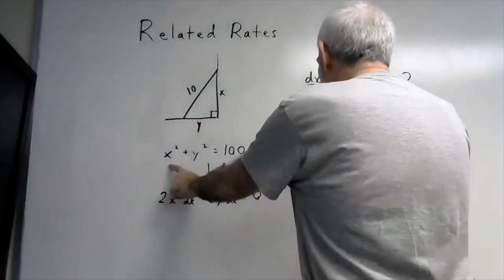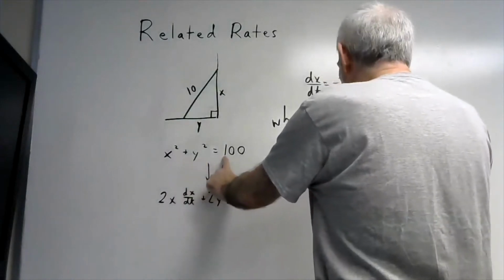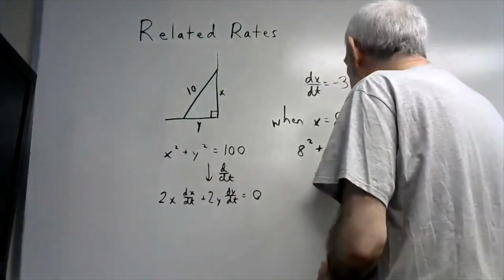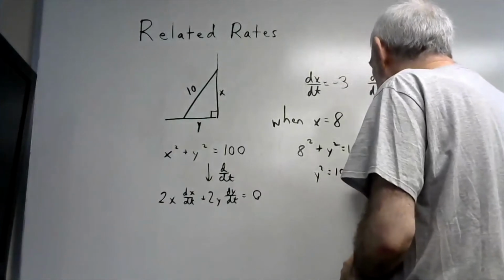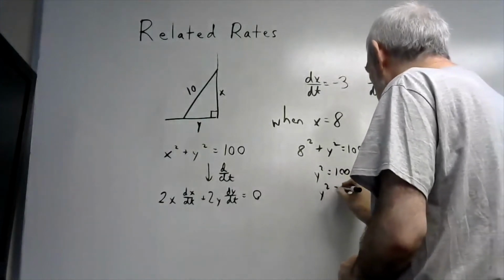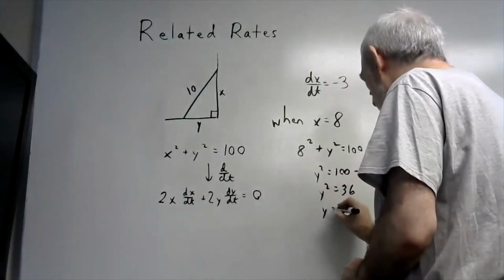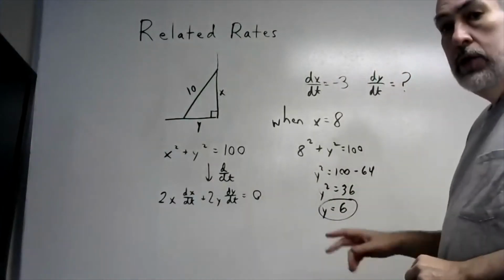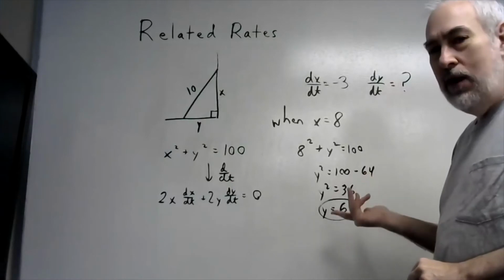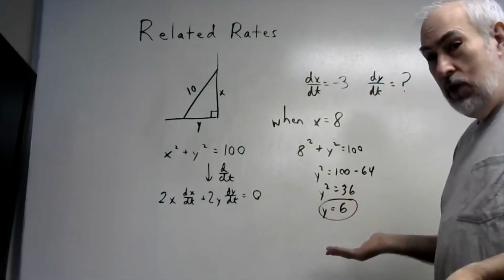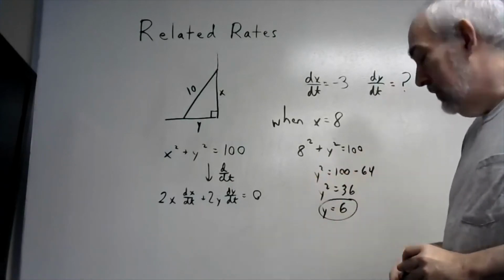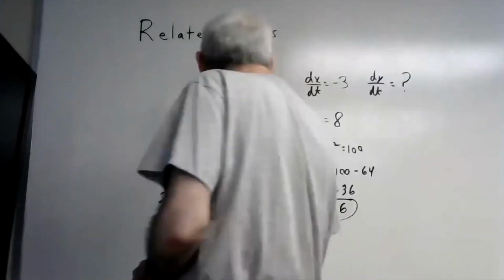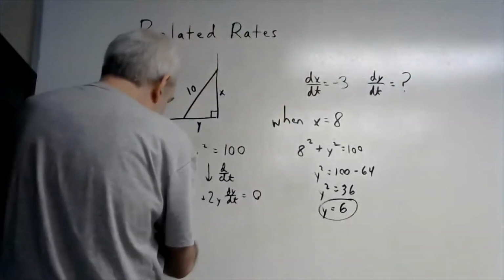So we get 8 squared plus y squared equals 100. Well, 8 squared is 64, so if we subtract 64 from both sides, y squared is 36, and therefore y is +6. Note, when I square rooted both sides, I didn't bother to put plus or minus, because I know I can't have a negative length. Okay, so y is 6, great, now we know everything we need to know.